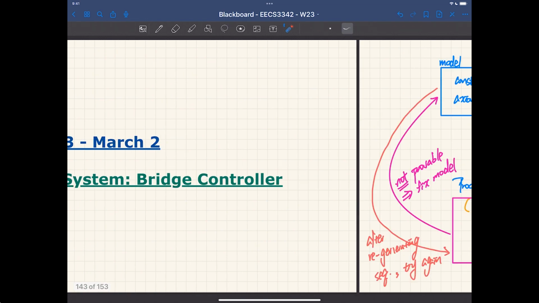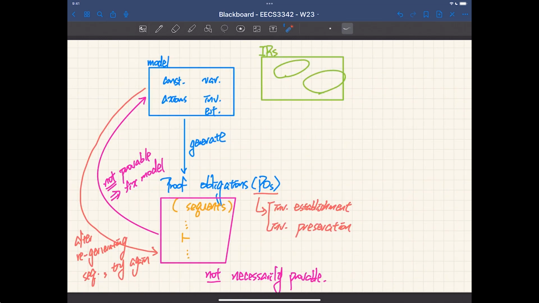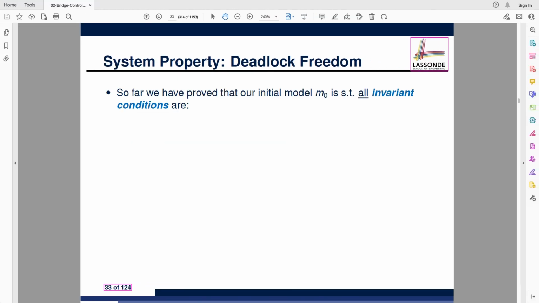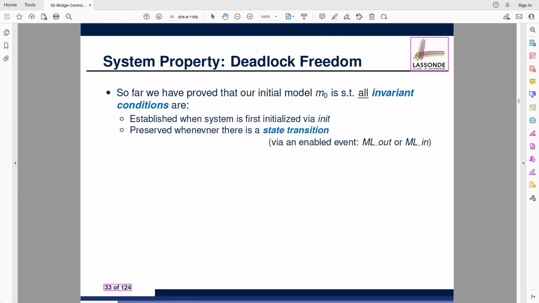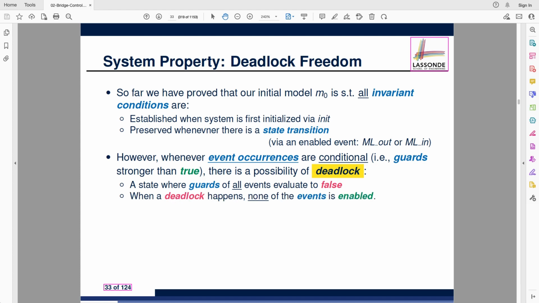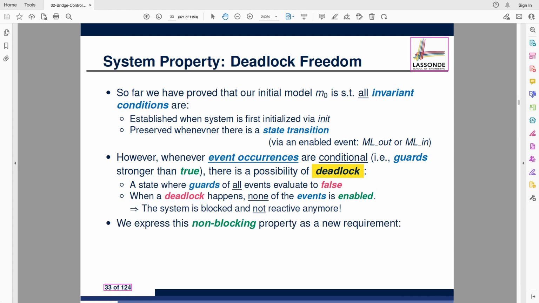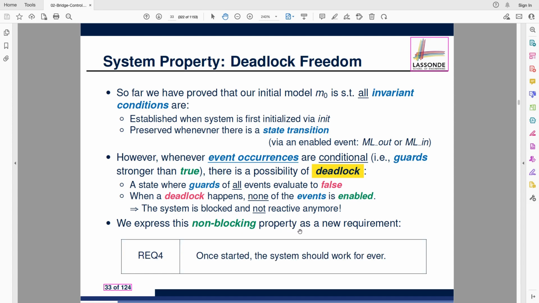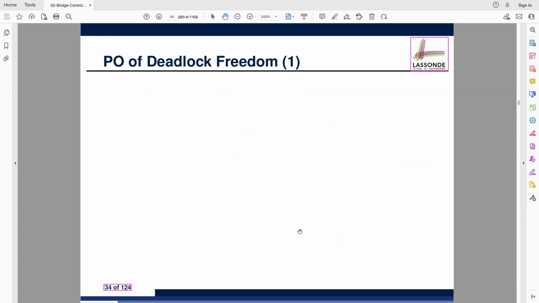Okay, let me go back to the slide to show you a little bit, and then we can formulate things. Deadlock freedom, and that's what we spoke about so far. There's a possibility of deadlock for your system, in which case all the guards are false. So we want the opposite. We want at least one guard that's actually true, right? When the deadlock happens, none of the events is enabled. That's pretty straightforward. And then we want to express this non-blocking, non-deadlock property as a new requirement. That's where we were. Let's now move on.